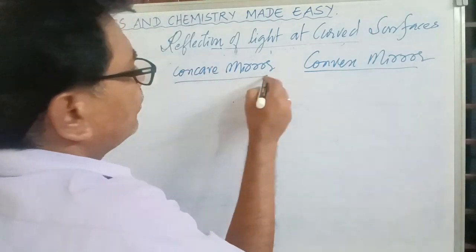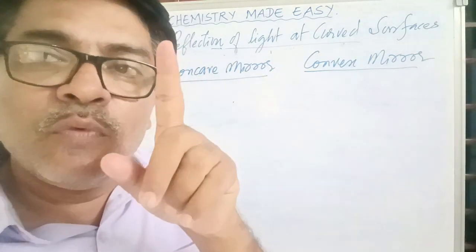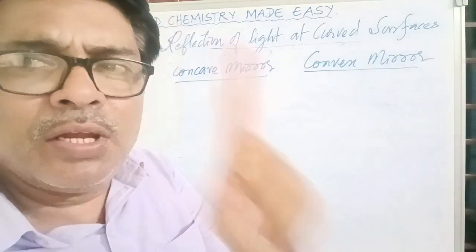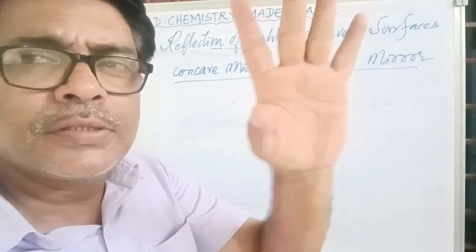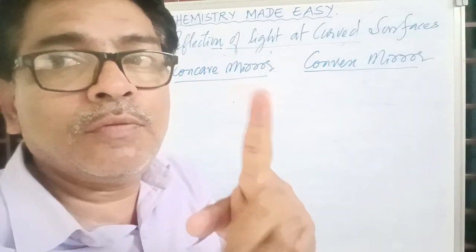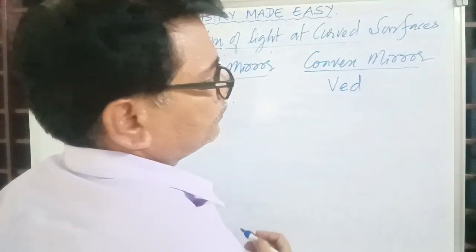A convex mirror has only one characteristic image. It forms only one image, wherever the object is. Therefore, the characteristic of the image also will be only one, and that will be virtual, erect and diminished.